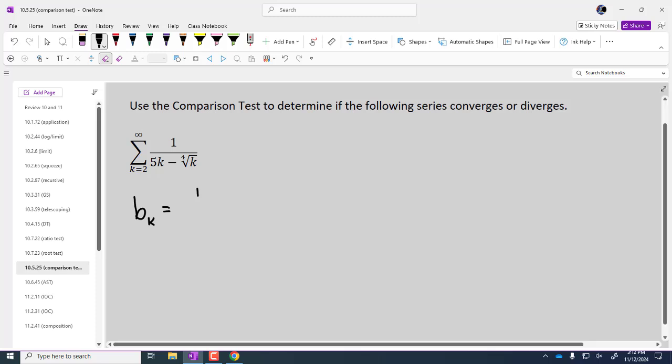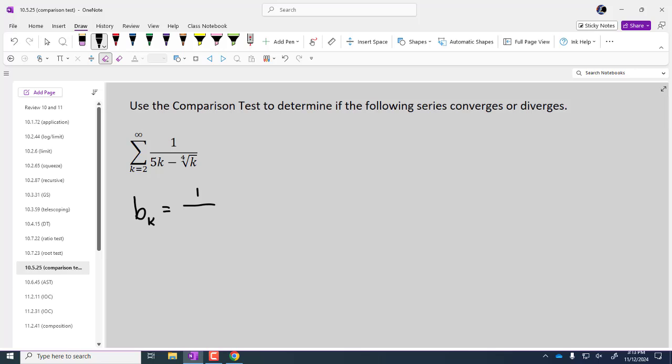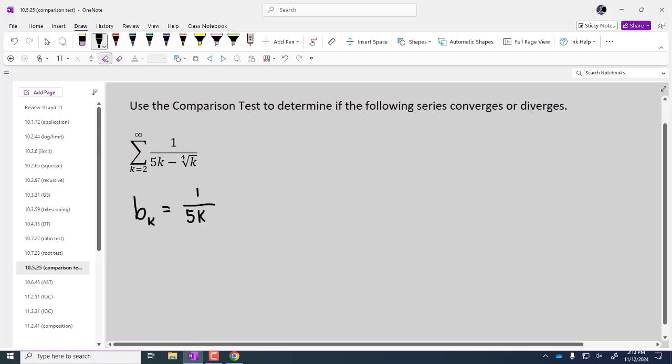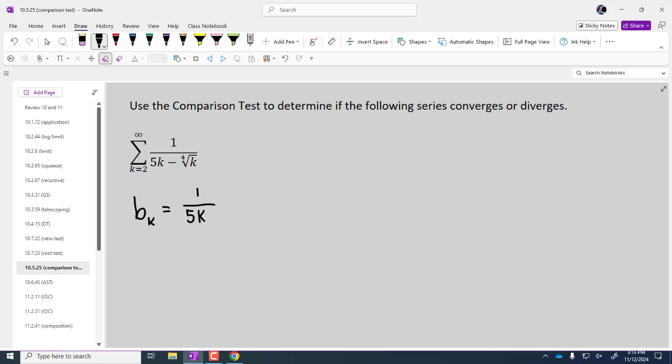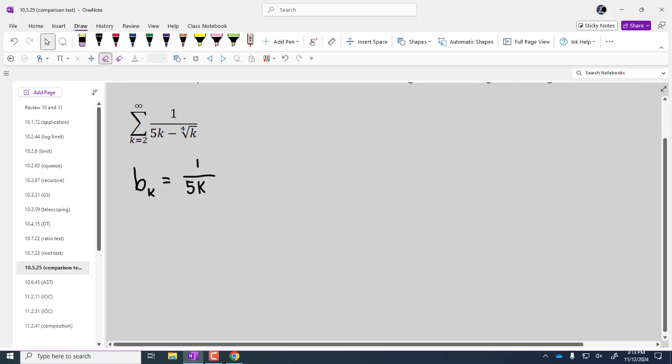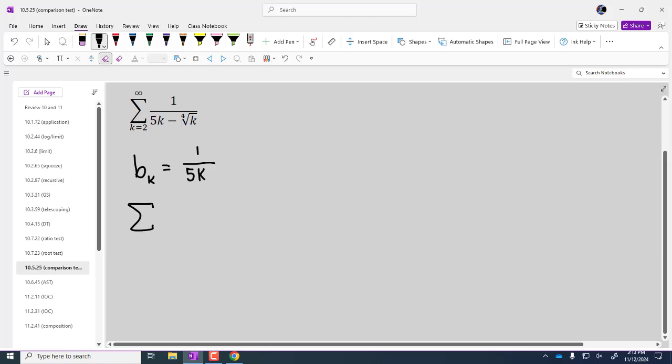So our first choice would be to do 1 over k or maybe 1 over 5k. We saw a couple of times that leaving that coefficient might be helpful in terms of getting the inequality to work the way we want it to work. Maybe we don't need the 5. Let's leave it in just to make sure. So our conclusion with this, if we look at the summation of B sub k, if you wanted to analyze it, you could pull out the 1/5. And we know that multiplying a series by a constant doesn't change its convergence or divergence. And so this is going to diverge.